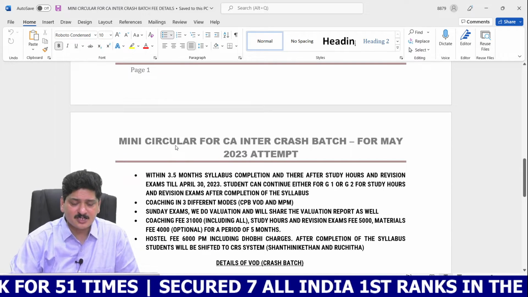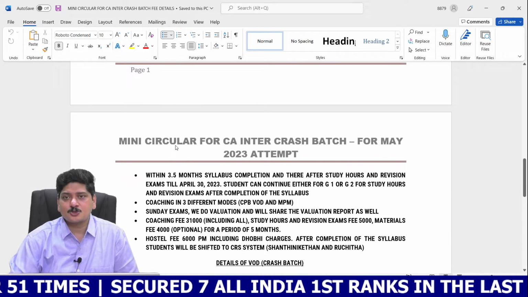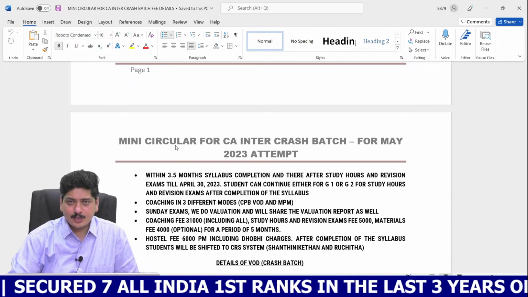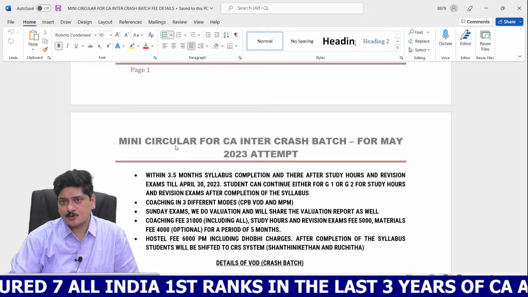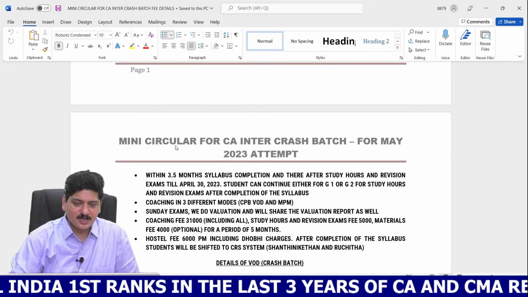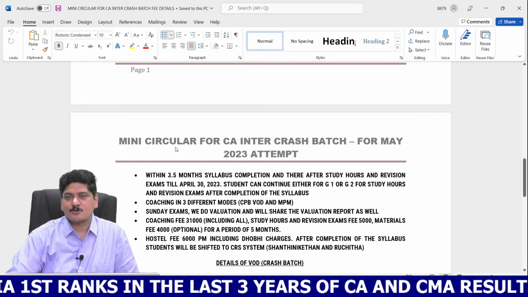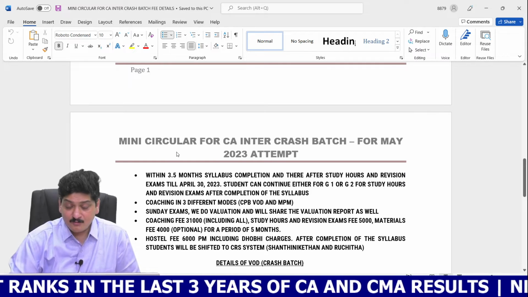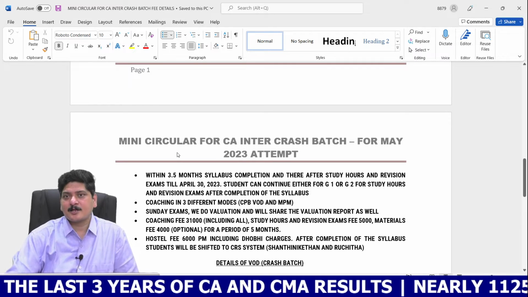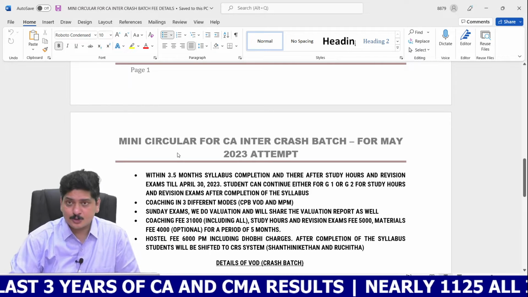And after completion of the syllabus, we will continue to have the studies and revision examinations till April 30, 2023, meaning to say that it's a hybrid batch. At first, for 3 to 3.5 months, we'll complete the coaching. After that, we will conduct the studies and revision examination batches till April 30, 2023.